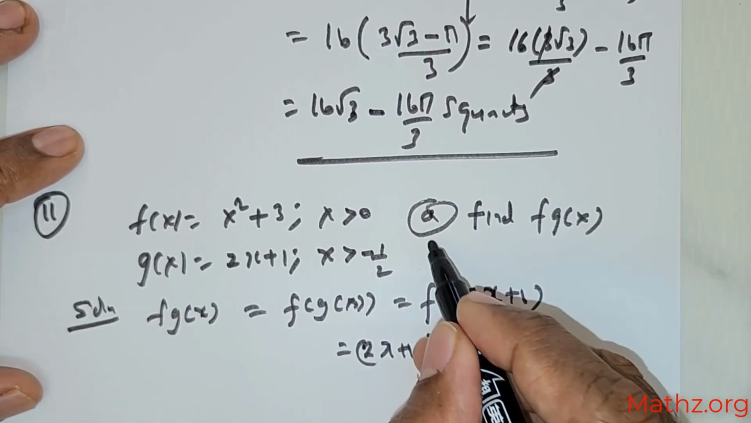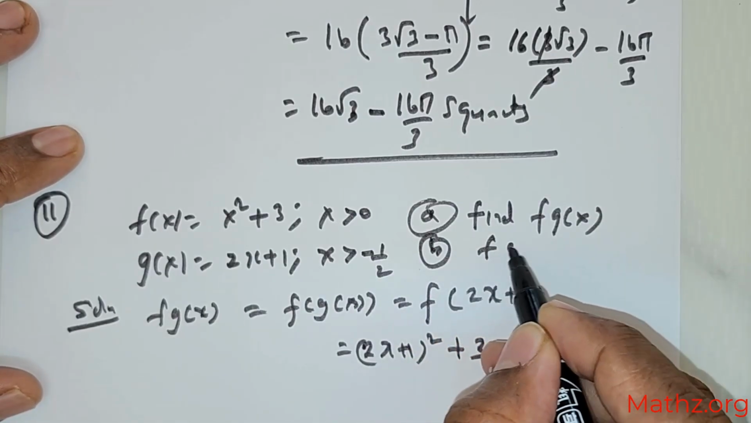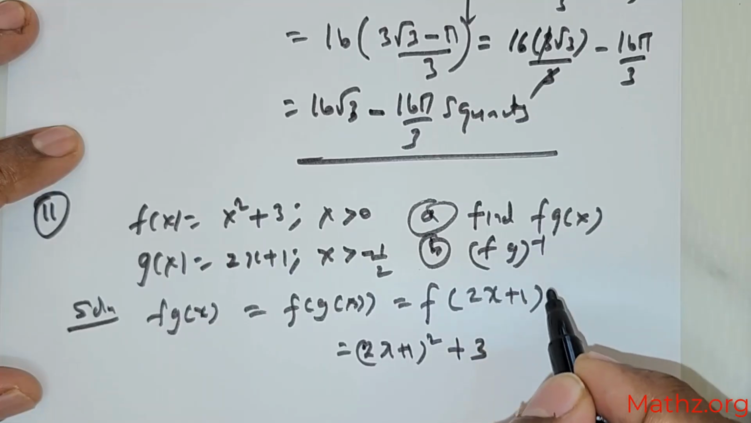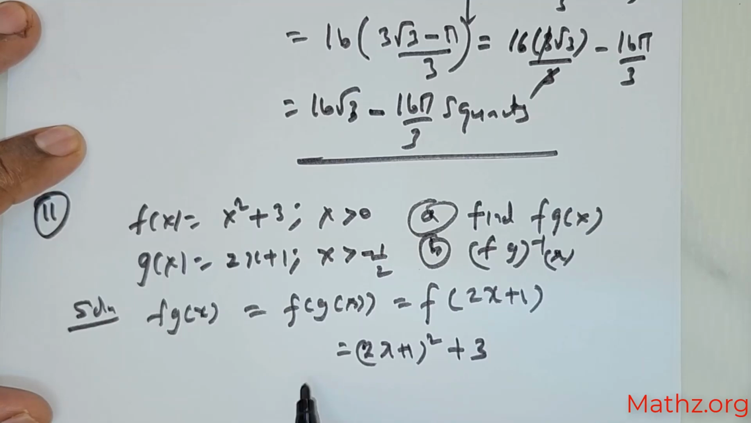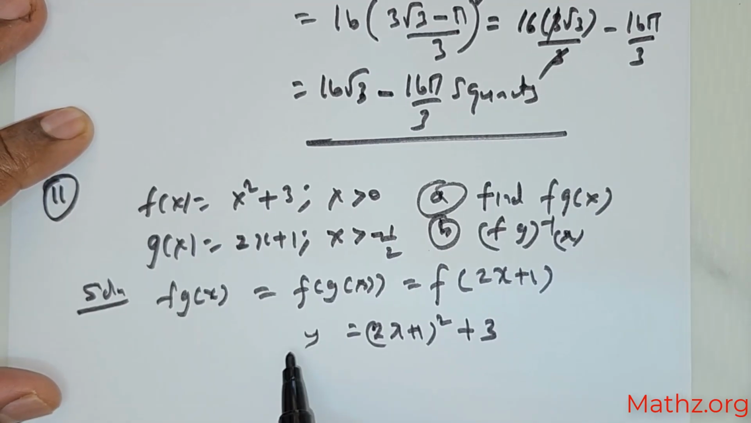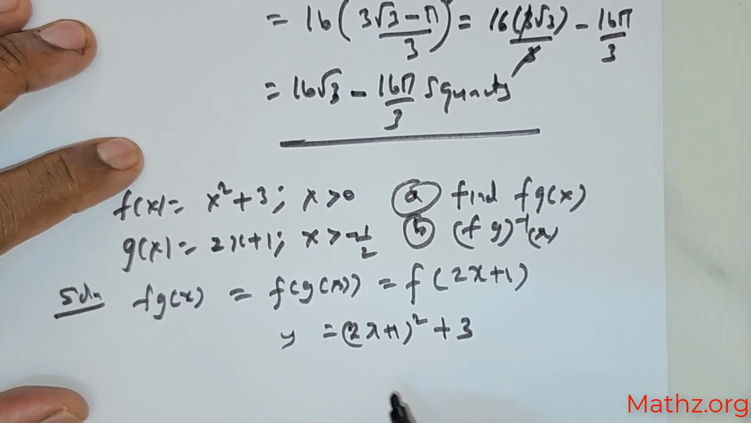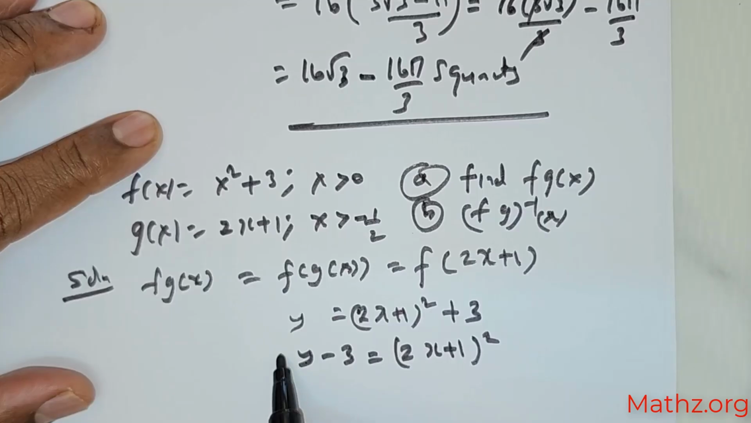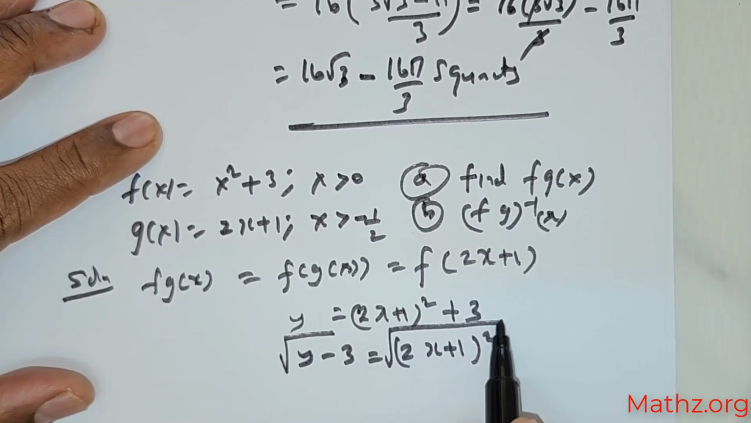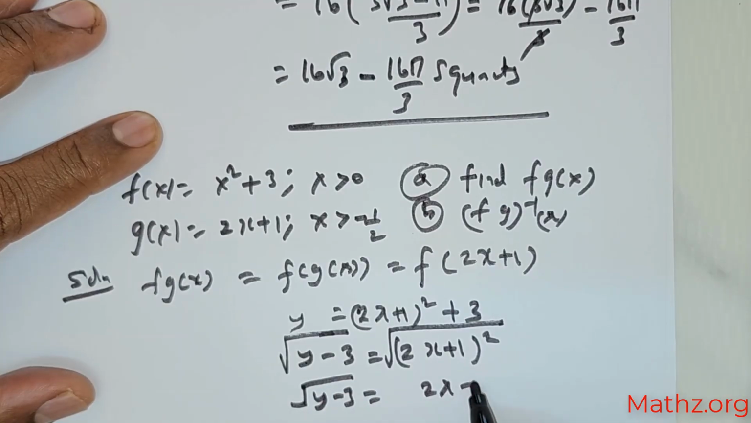Now the next step wants us to find fg inverse of x. Right, so we need to get the inverse of this. I'm going to take this as y. Now I'm going to rewrite this as y - 3 = (2x + 1)². Then I'll take square root on both sides. That would give me √(y - 3) = 2x + 1.